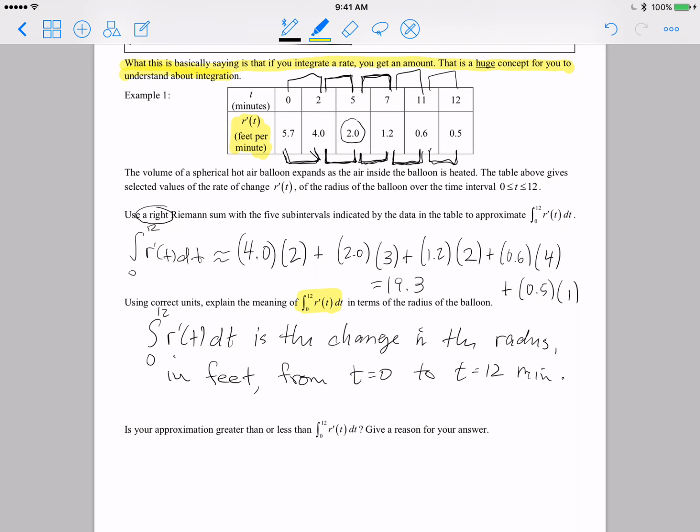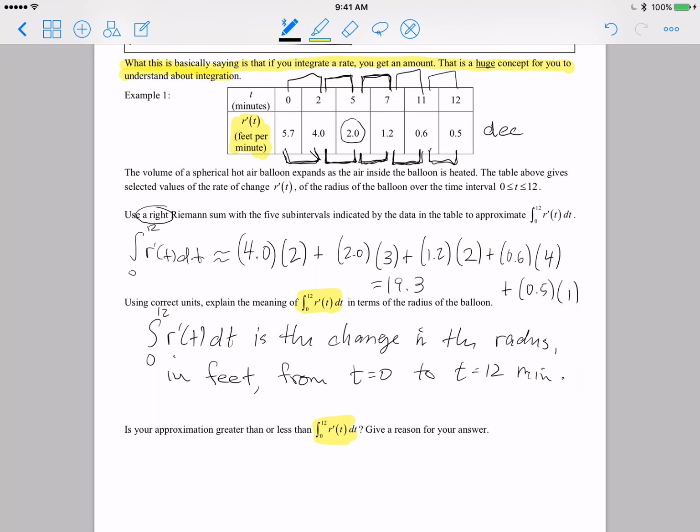So this right here, they're talking about the actual value of the integral. They want us to say, is this an approximation greater than or less than? Well, if you notice, our function up here, r prime of t, is decreasing. And since we used a right Riemann sum, a decreasing right Riemann sum is always an under approximation.